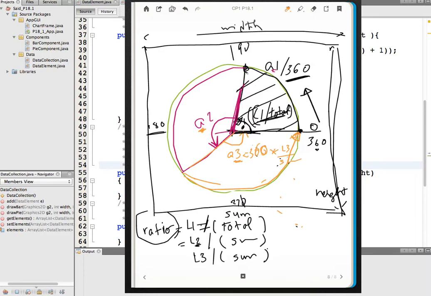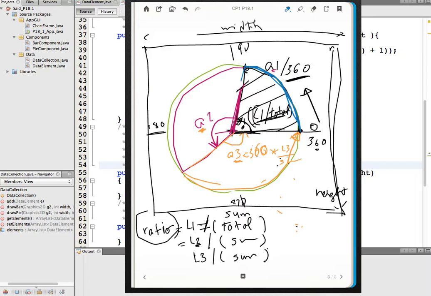So we're not really, technically, actually drawing a circle. You probably realize that we are drawing slices. We're drawing an arc for each element in our data collection. So if we have 3 elements, we will draw 3 arcs. If we have 5 elements, we'll draw 5 arcs, and so on and so forth.